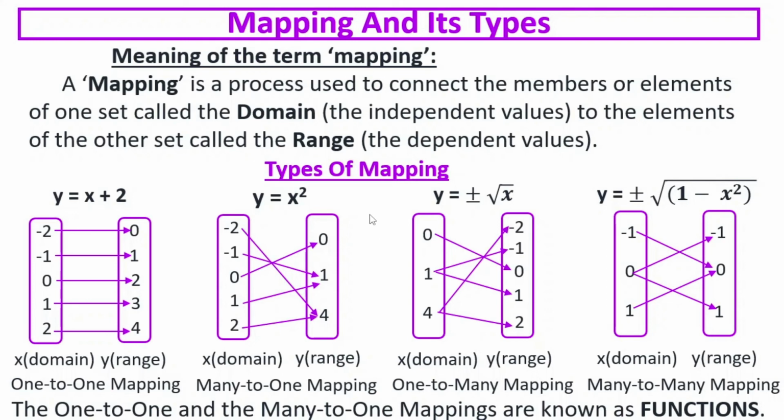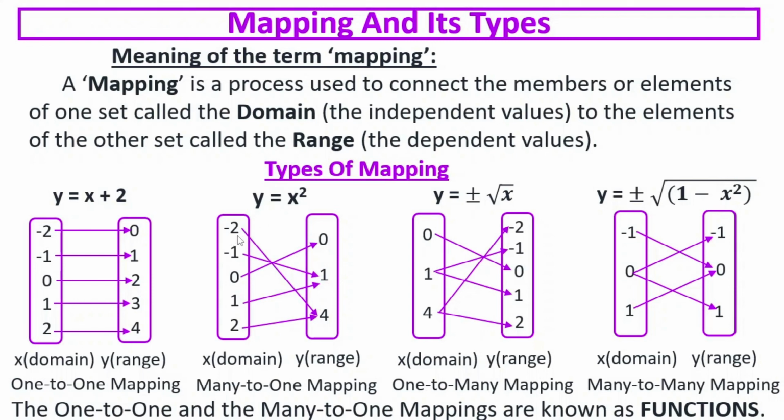What is the criterion for being a function? The criterion is for a single value of x, there should be one and only one value of y. For a single value of x equal to -2, there is only a single value of y, that is 0. For x equal to -1, y is equal to +1. For x equal to 0, y equal to 2. For a single value of x, you are always having only a single value of y. Hence, it is a function. This is a function expression. This is the condition for being a function.